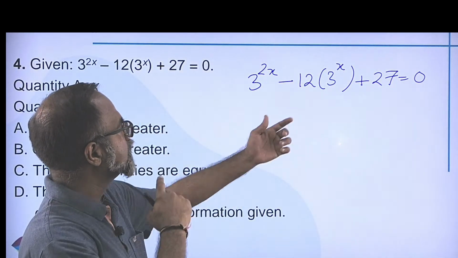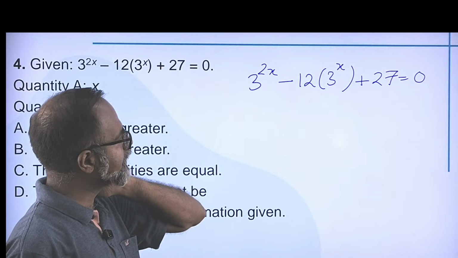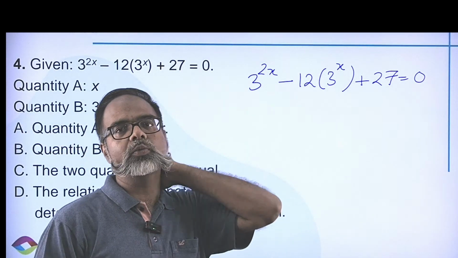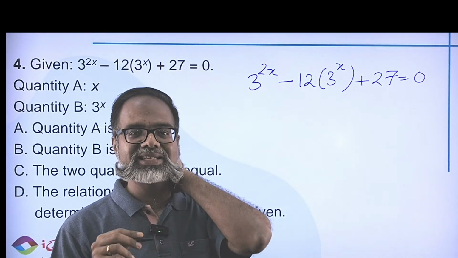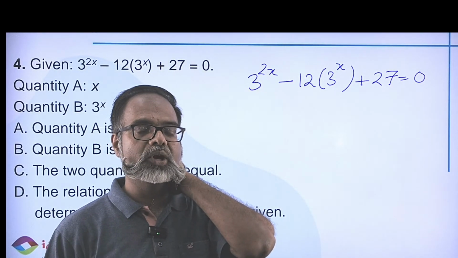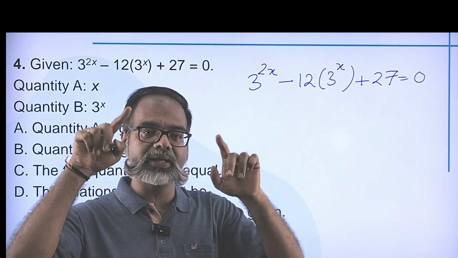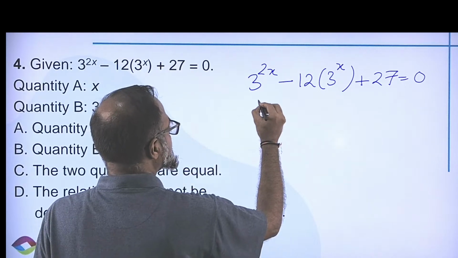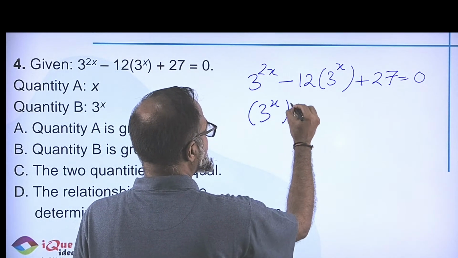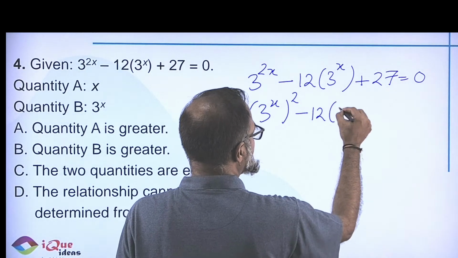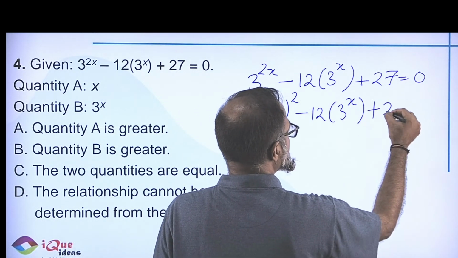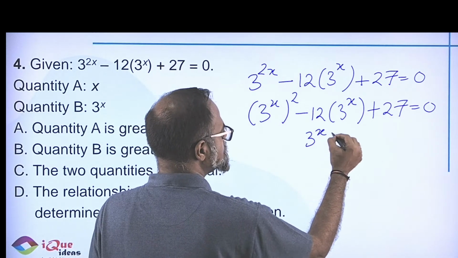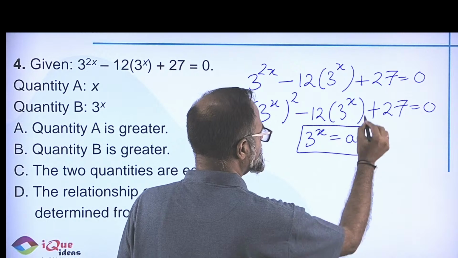Well, 3 raised to x and 3 raised to 2x. But 3 raised to 2x can technically be written as what? Can I write it as 3 to the x, the whole square? Right? Because a raised to power b the whole raised to power c is a raised to b into c. So if I rewrite this as 3 raised to power x square minus 12 into 3 raised to x plus 27 is equal to 0, then let's assume 3 raised to power x is equal to a.